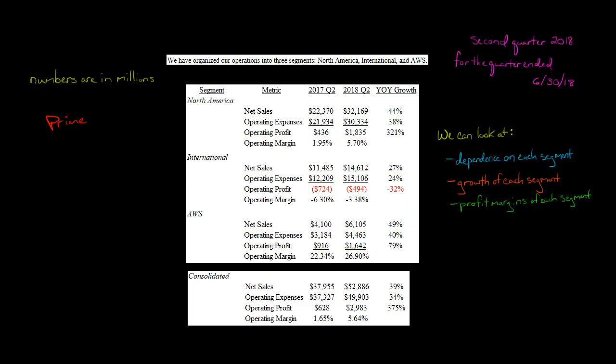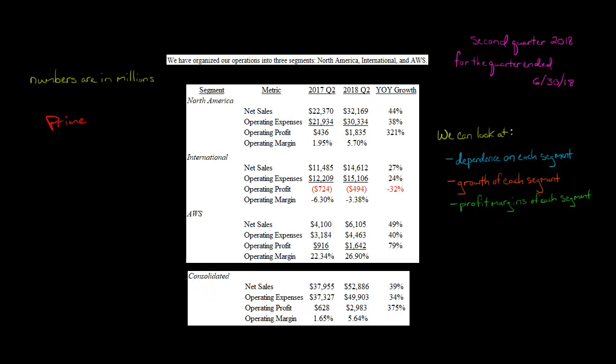So how does this all tie together? Why do we care about these different things? Well, we can predict future profitability for Amazon and ask, which segment is going to grow the fastest and deliver the most profit? How is that segment performing, and so forth? Now, just in case you're wondering, what is this consolidated down here at the bottom?